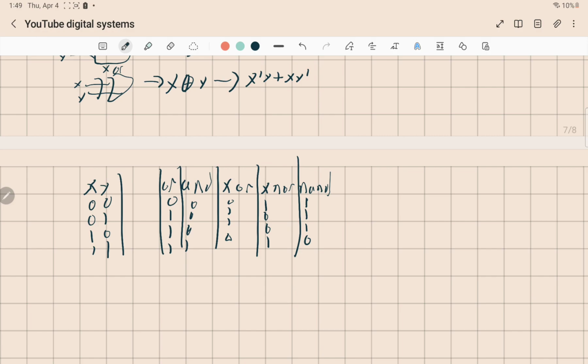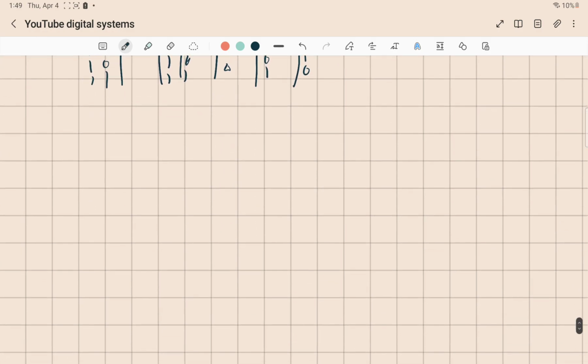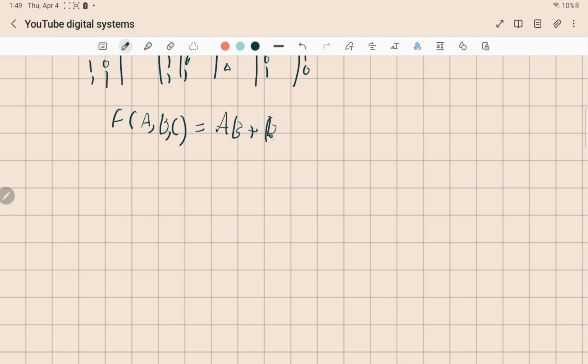Okay. So now I'll try to show an example of implementing a function. So that's what we have. F of a, b, c equals a b plus b c NOT, plus, okay, let's just do that.